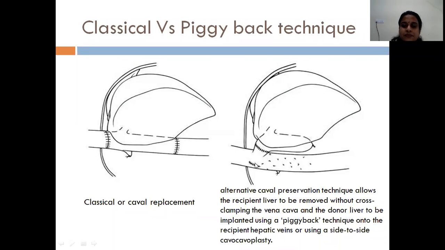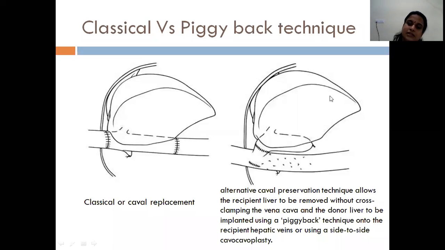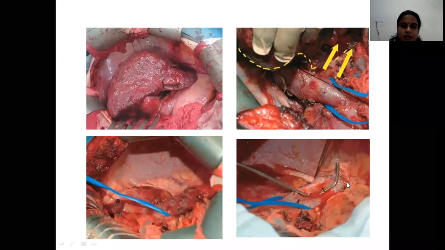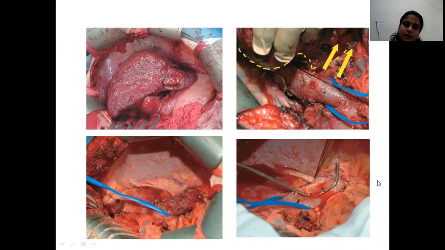The donor liver is implanted using a piggyback technique onto the recipient hepatic veins. It is directly onto the hepatic veins and not onto the IVC. That is, here the IVC is well preserved, without much intervention. So the transplanted liver is placed onto the hepatic vein. This is called the piggyback technique. This is also coming into use right now. These are the clinical pictures, intraoperative pictures.